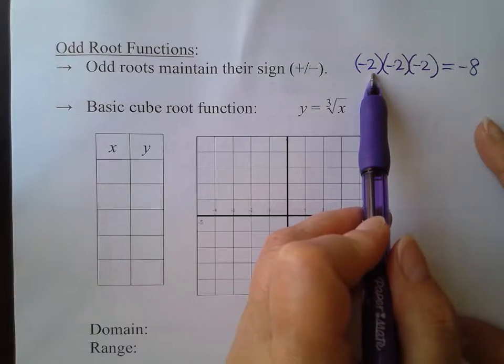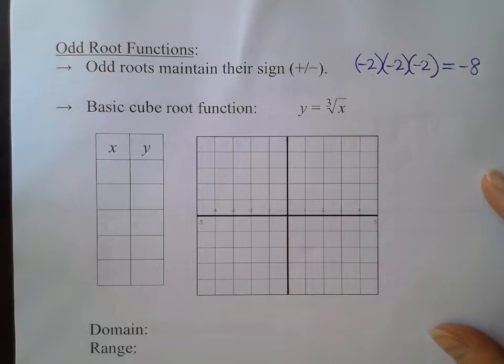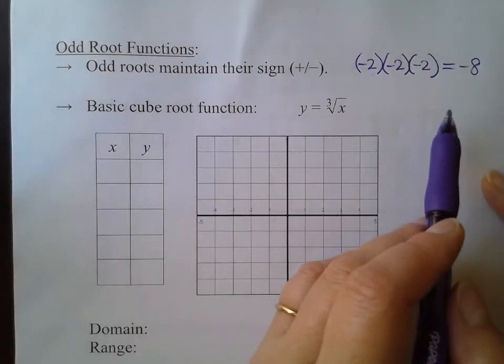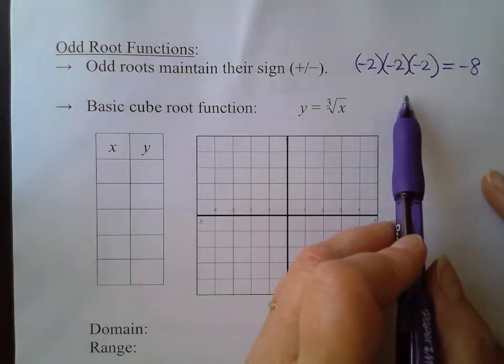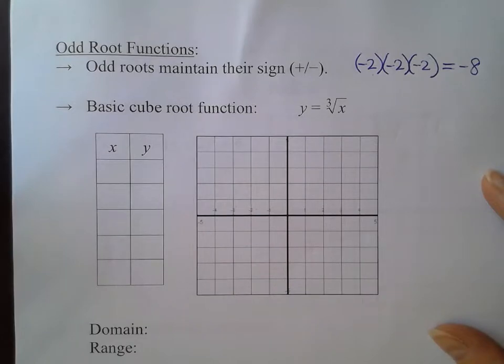I can't do that with an even root, right? Because a negative number cannot be written as an even number of negative parts. I hope that makes sense.